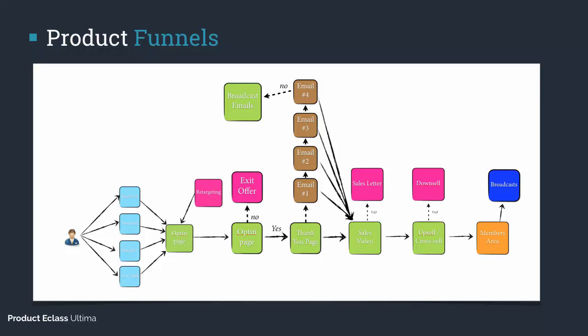When you're starting, the funnel will probably be prospect direct to a sales page. And the sales page can be a sales video, or it can be a sales letter, right? You probably will not have an upsell or a downsell or a cross-sell. You'll probably have traffic direct to a sales page and a members area. You probably won't have an exit offer.